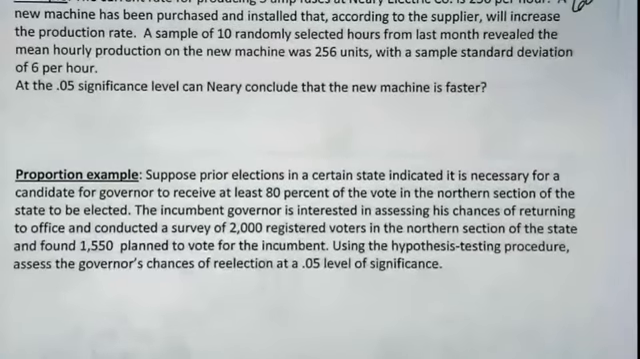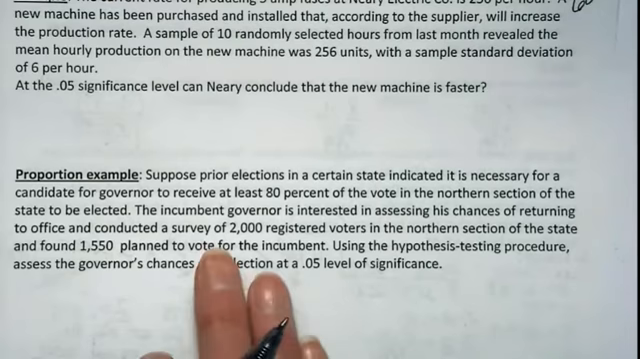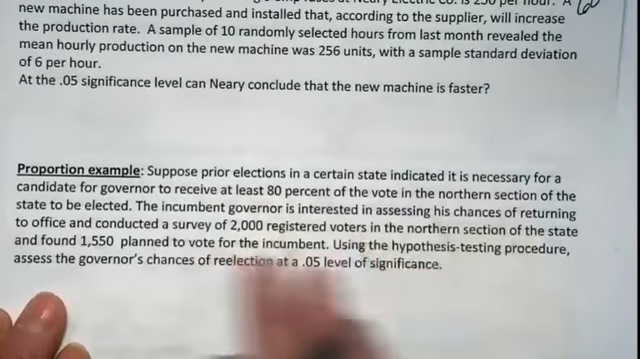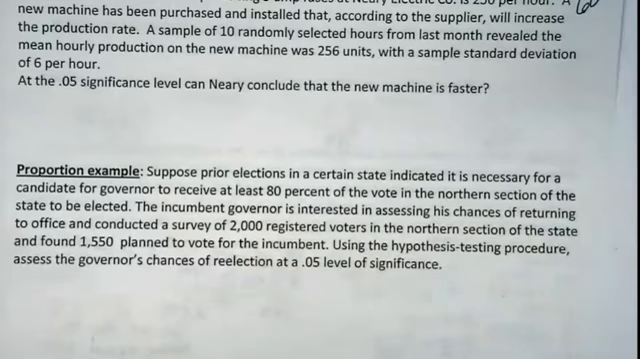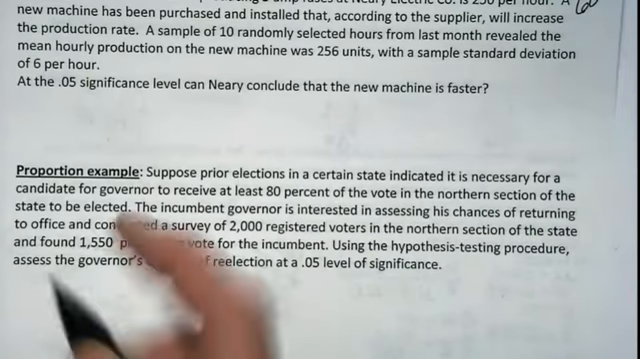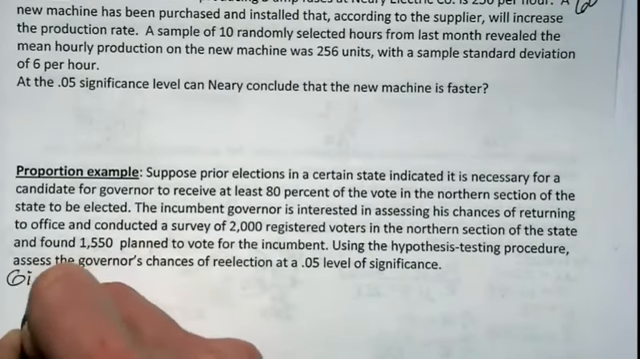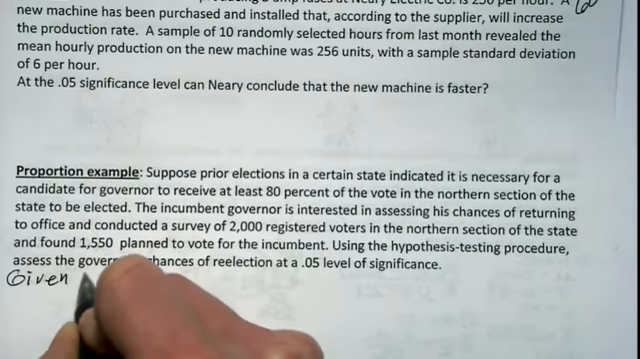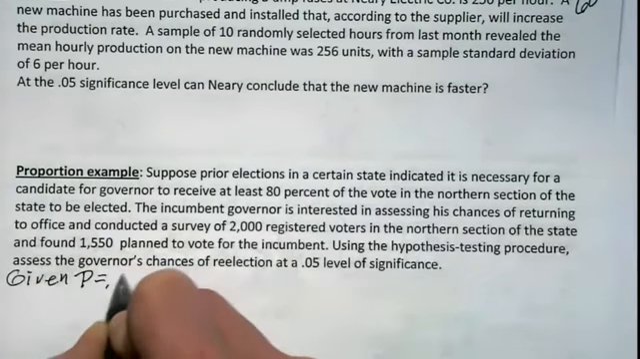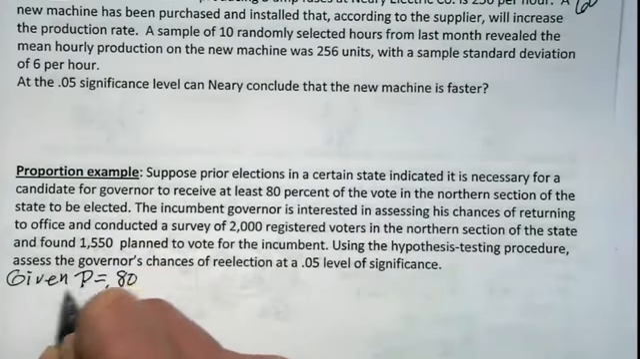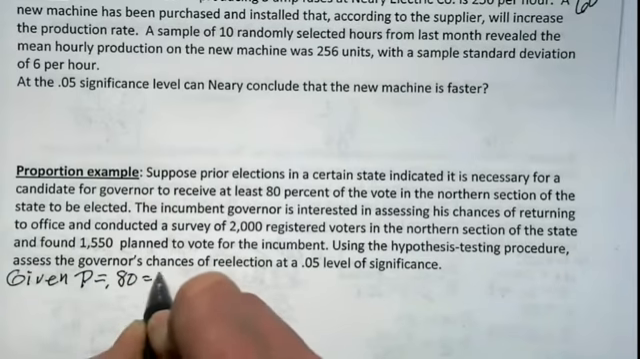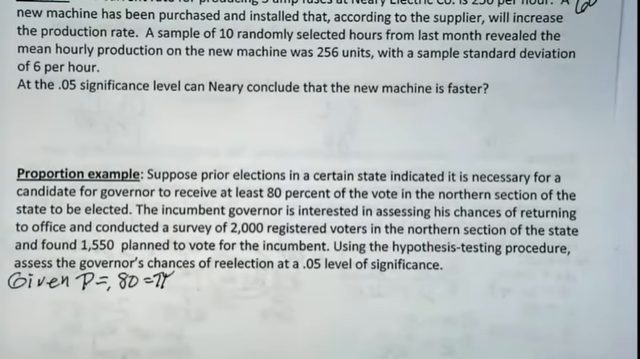And now I'm going to do a proportion example. Proportion. I'm going to let you read this. What's our givens? We have the population percent is 80. By the way, in the book, the symbol is pi. I think I told you that before, but I just want to remind you.